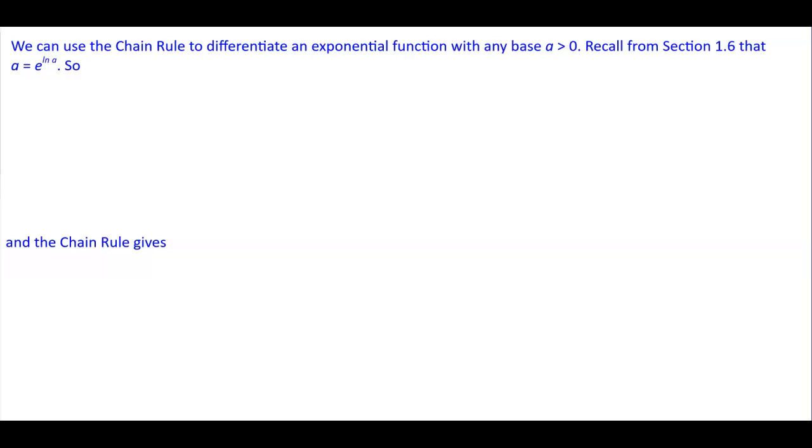We can use the chain rule to differentiate an exponential function with any base a, where a is greater than 0. Recall from section 1.6 that a is equal to e to the natural log of a. So we can say that a to the x is going to equal the value of a. We replace a with e to the natural log of a, raised to the power of x, which then equals e to the power of the natural log of a times x.